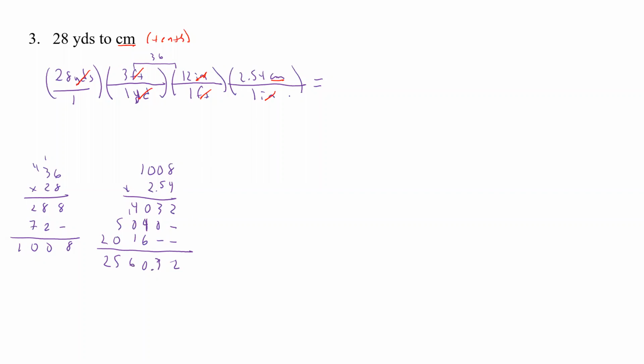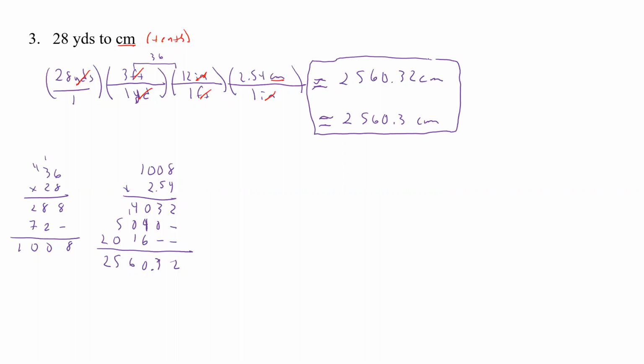So if we wanted to, we could write the whole thing out. That would be 2560.32 centimeters. Now, if we wanted the 10th, then that would be 2. Again, these are all approximations. 2560.3 centimeters. So depending on, again, if we wanted all the decimal places, or if we wanted to say round it to the nearest tenth. So that's how we do that. Again, this one was strictly multiplication, and that's all we had to worry about on this one.